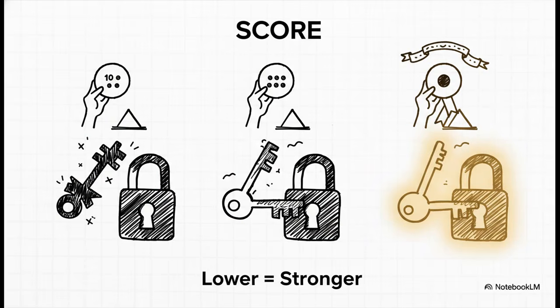All right, so once the search has found all these possible ways the key could fit, we gotta know which one is the best. That's the job of the score phase. A scoring function acts like a judge, calculating something called the binding energy for each fit. And it's simple: the lower the energy, the more stable the bond, and the better the key fits the lock. It's like a puzzle piece snapping perfectly into place.